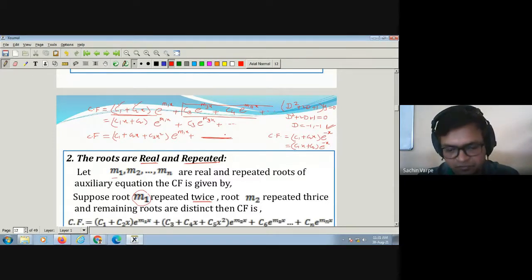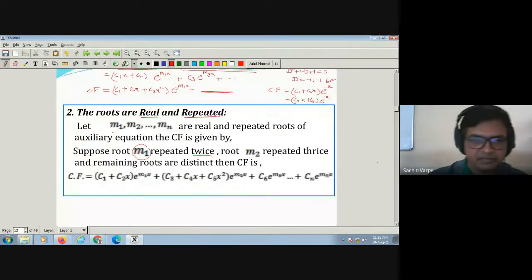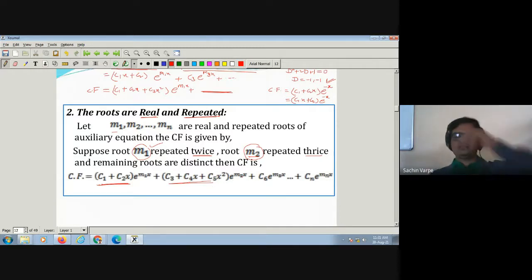So combinedly I have explained this formula here. In the second case, if m1 is repeated twice, m2 repeated thrice, m4 repeated 4 times, and so on, then how do I write the complementary function? You can see here, since m1 is repeated twice, two constants are there in one bracket. Then since m2 is repeated thrice, I'm writing like this. Is this point clear? Yes, you can ask your doubts.